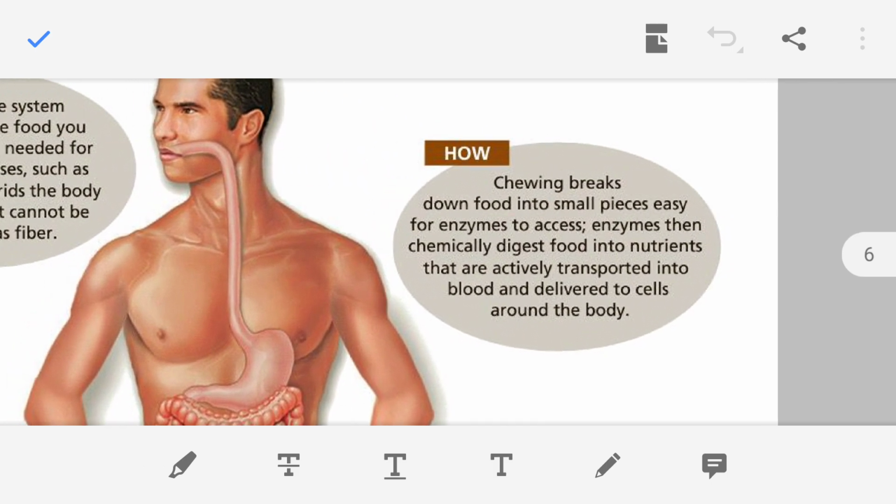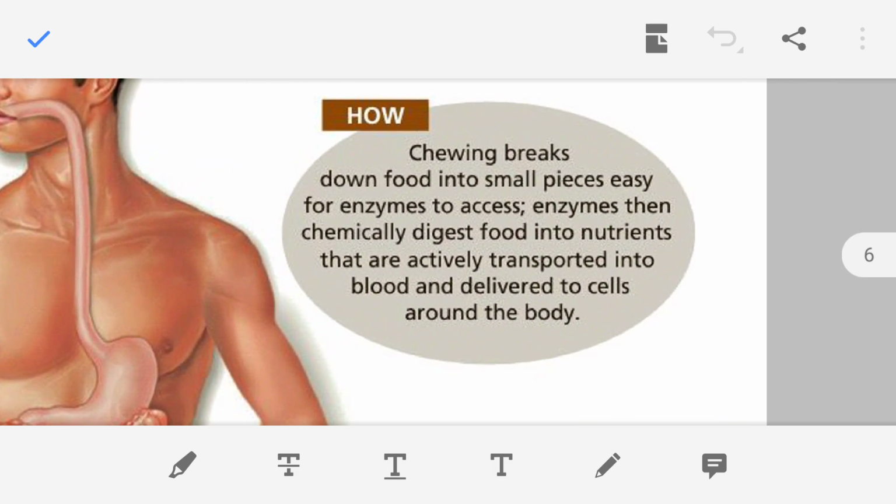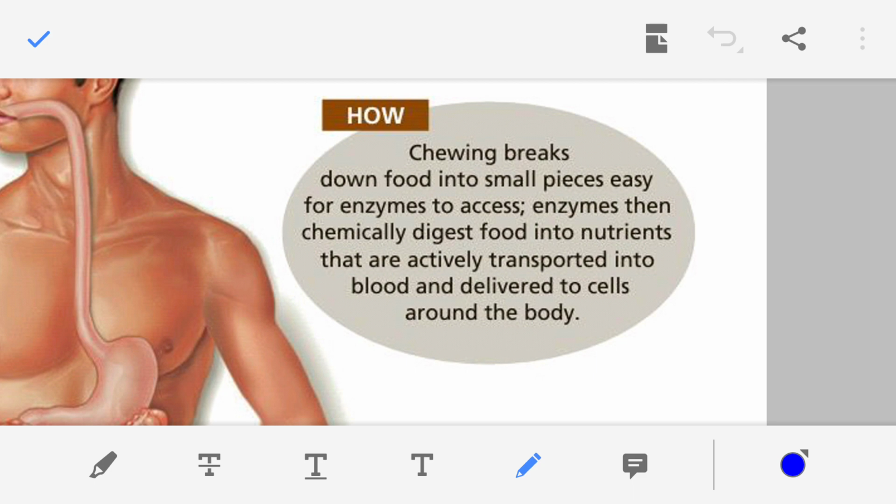Now, how does the digestive system work in our body? With the help of our teeth we chew our food. And why are we chewing? By chewing the food we are converting it into small pieces, and once these small pieces are formed, the enzymes can easily act upon them. That's why we chew the food in our mouth with the help of our teeth.